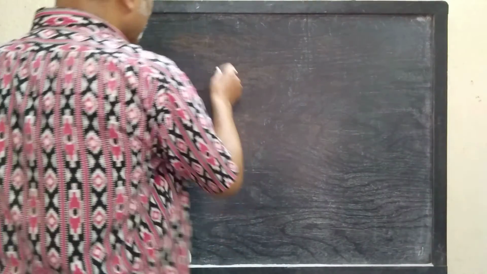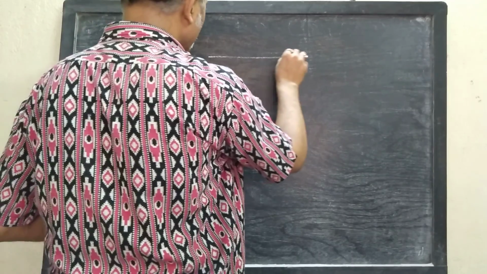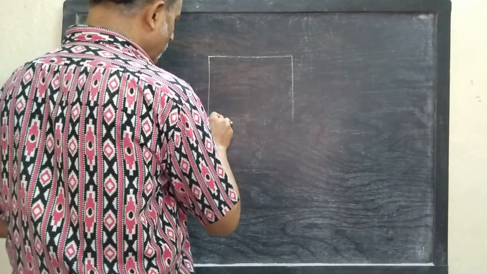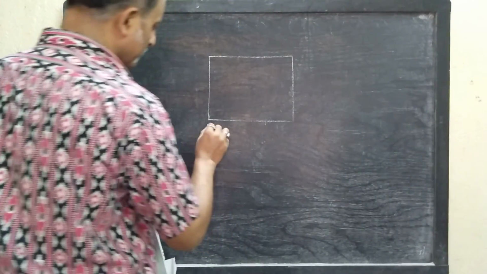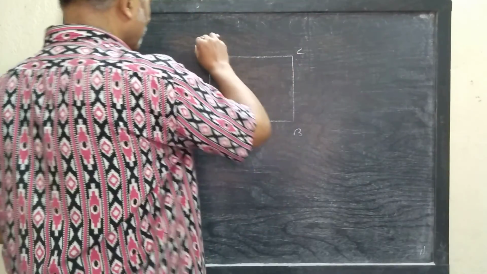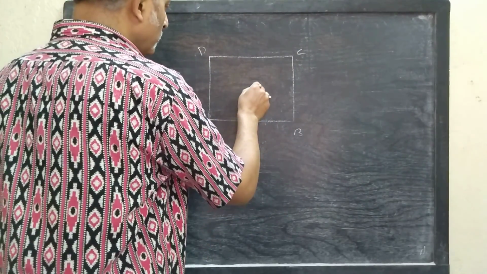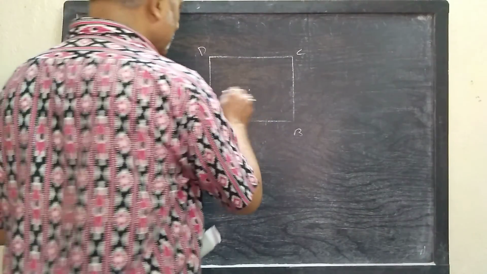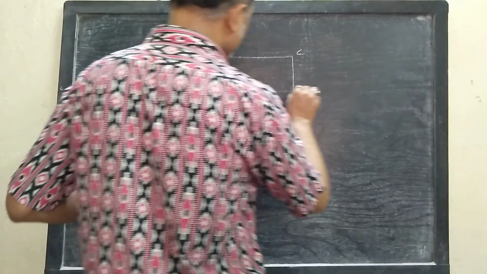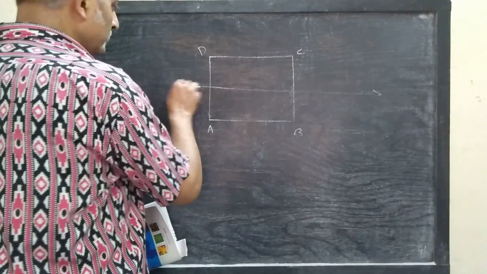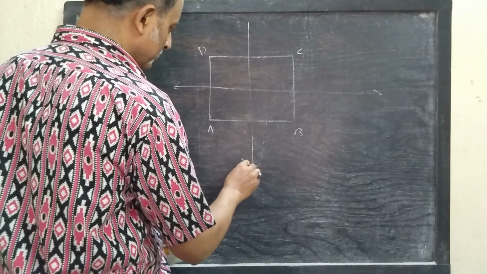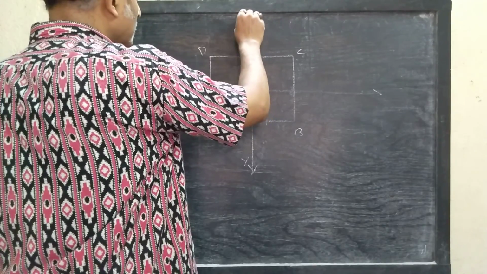And the second one, we have the same square ABCD, but now we take coordinates in a different manner. We know the point of intersection of the diagonals is the center of the square. We take the coordinate axes along the center and parallel to the sides. So this is your x-axis now. This is your y-axis now. Now you have to write the coordinates of its vertices.